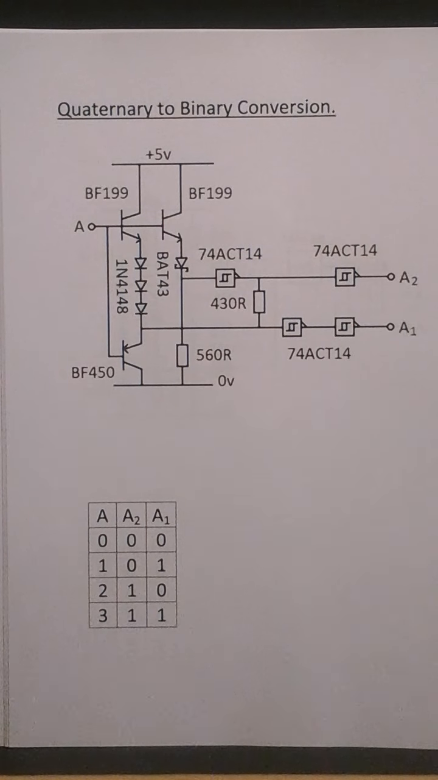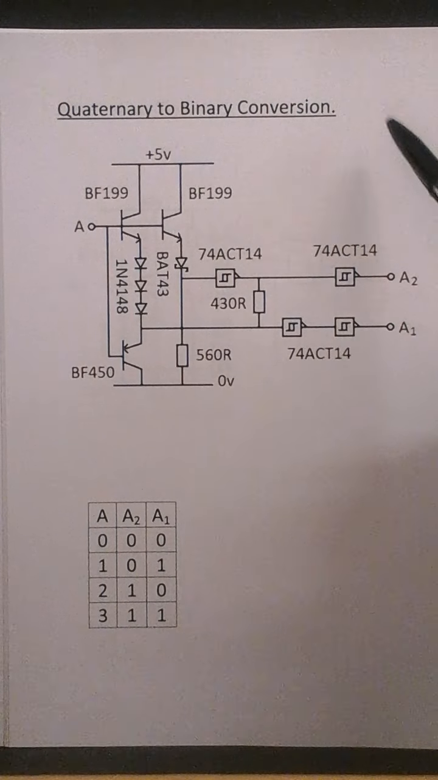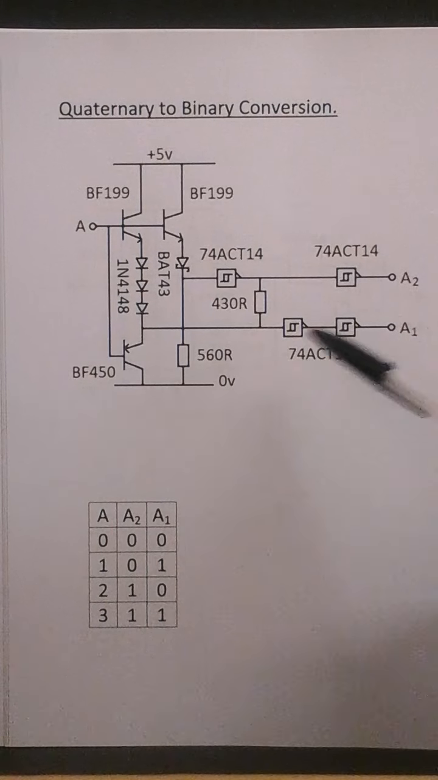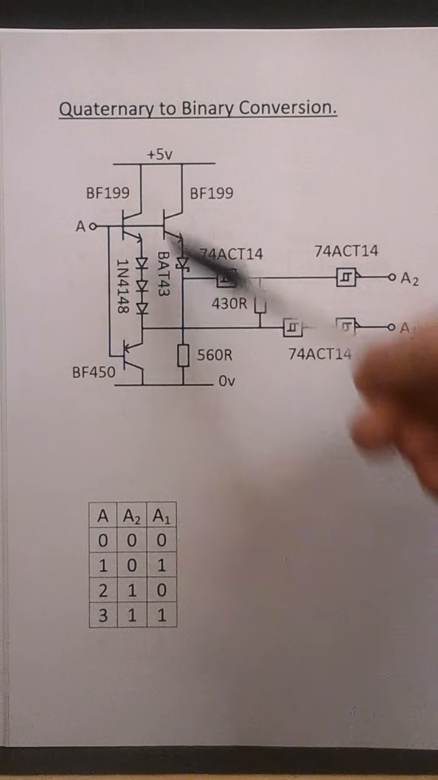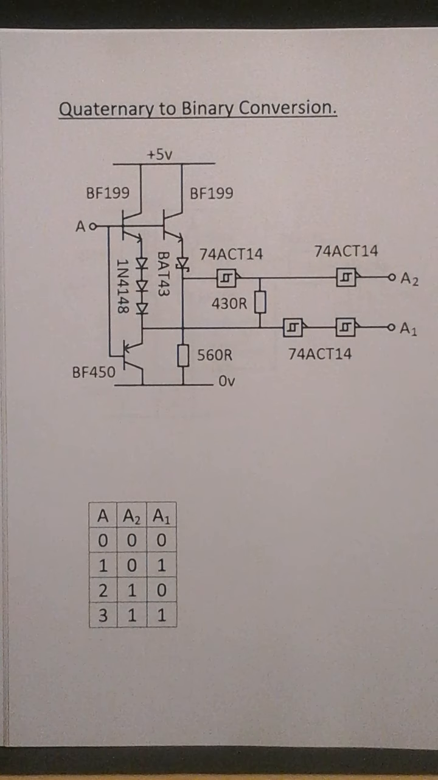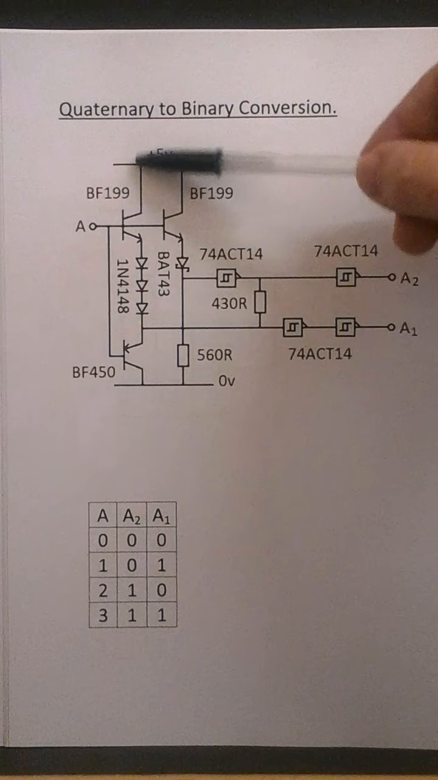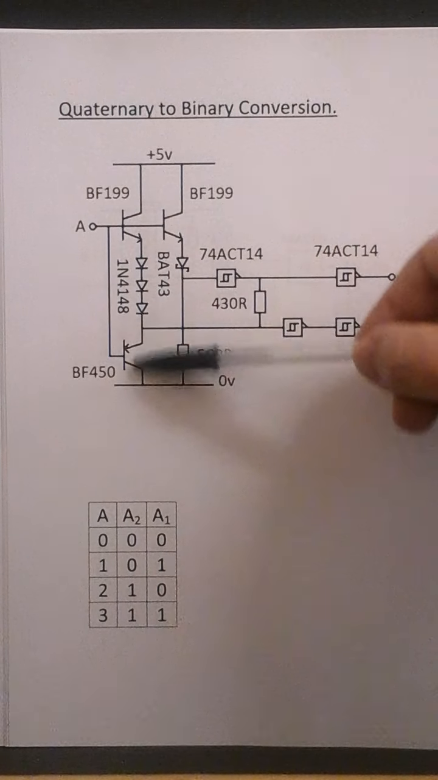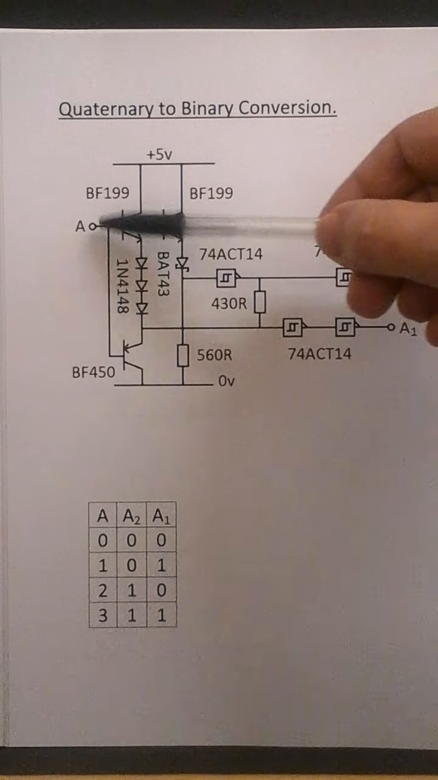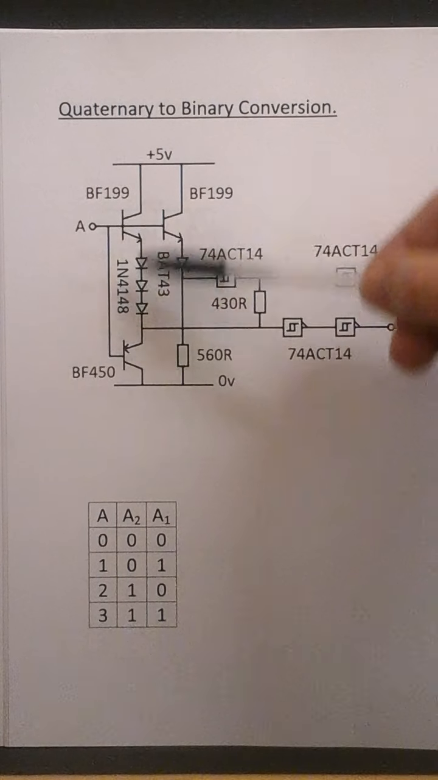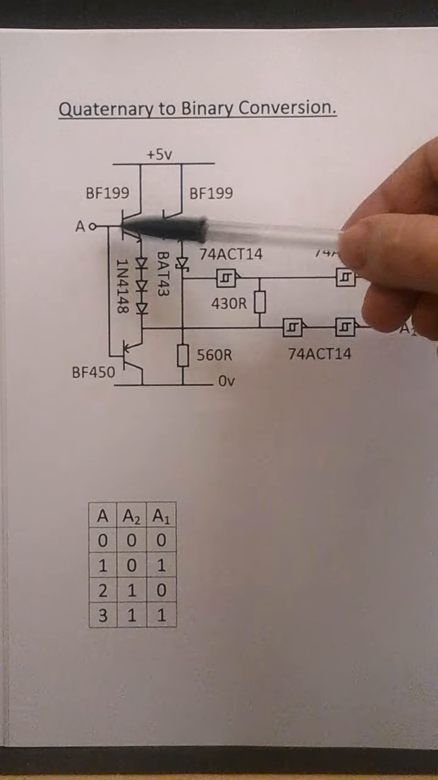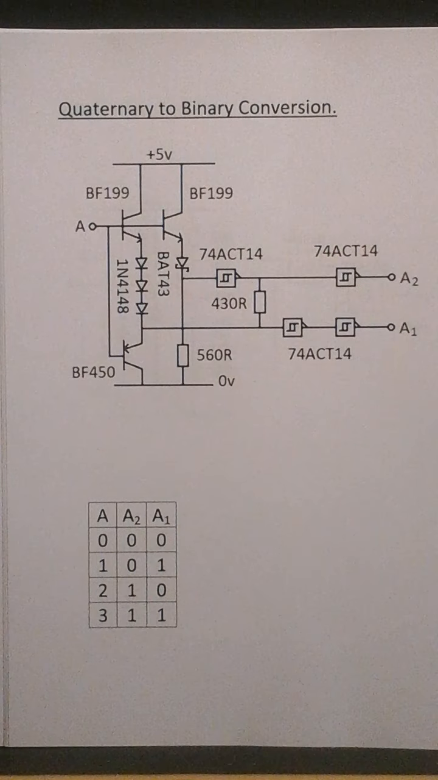So here I have quaternary to binary conversion. These are 74IC214 Schmitt triggers. These are transistors. These are diodes, Schottky diodes, silicon diodes. And the first thing to notice is that no current flows through this current branch here. These inputs are tied together with the base of the PNP and the NPN transistors, so no current flows through there. The transistors are biased off.